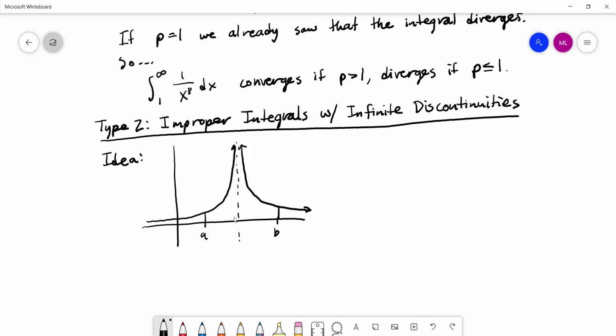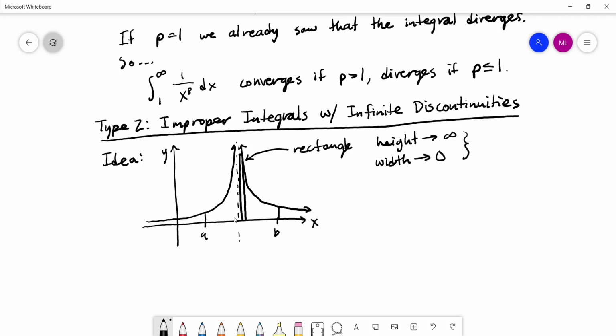Okay, that's better. So just think of this rectangle. Let's just look at one of them. As I get closer and closer to that asymptote, looking at that rectangle, I want to know what its area is going to be doing. The height of that rectangle is going to infinity, but the width is going to 0, and the question is going to be who wins.